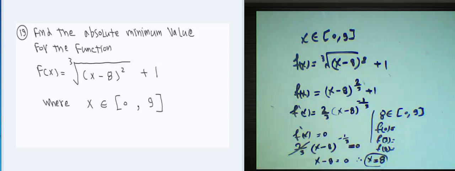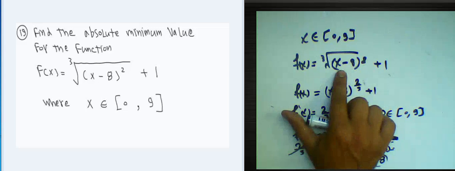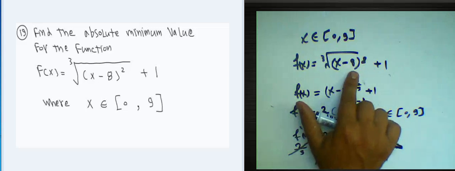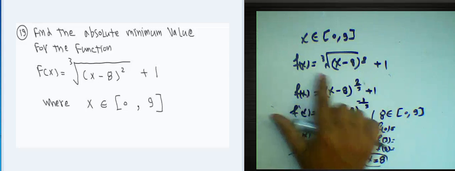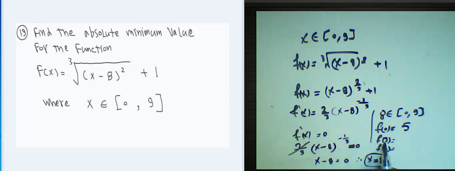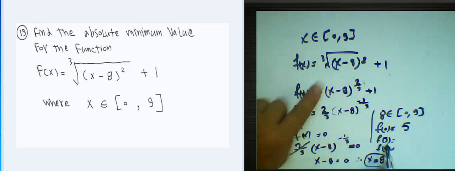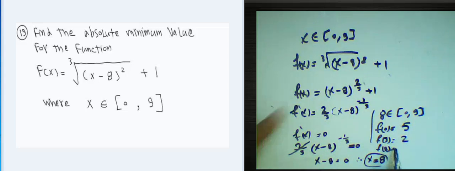Put x equals 0 here: 0 minus 8, 8 power 2 is 64, cubic root is 4, 4 plus 1 is 5. For 9: 9 minus 8 equals 1, 1 plus 1 equals 2. Put 8: it will be 0 plus 1 equals 1. So the minimum value is at x equal 8. Then the absolute minimum value equals 1 when x equals 8.